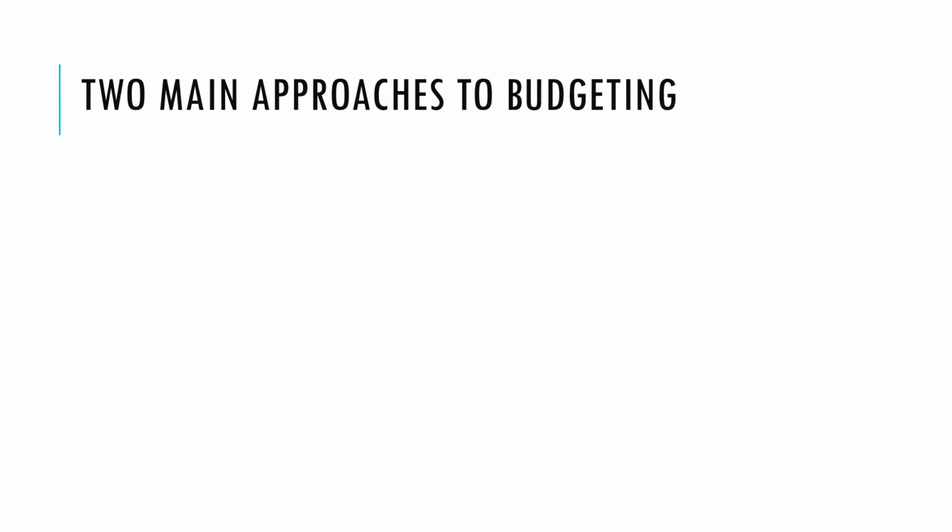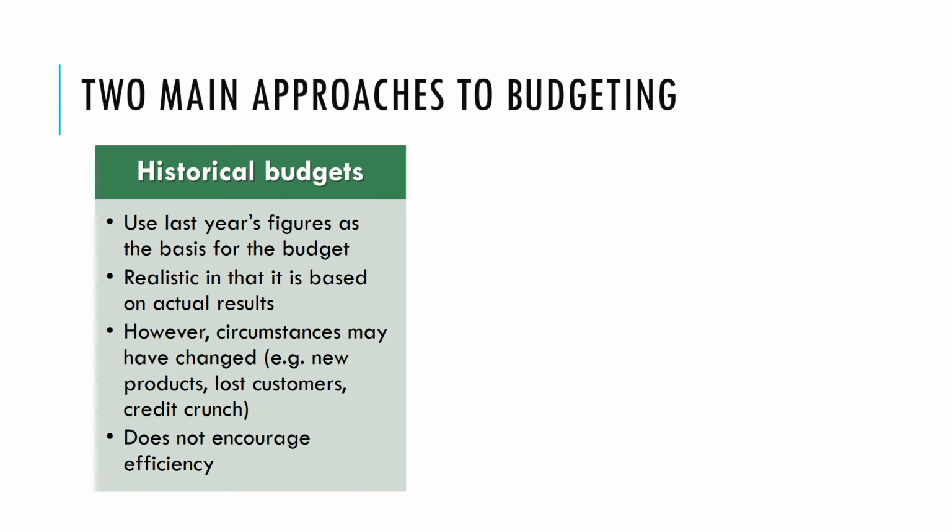Now there are two main approaches that we need to know about to budgeting. The first approach is called historical budgeting, in which we use previous year's figures as the basis for this year's budget. So for example, if 2 years ago our revenue was £10,000 and last year it was £12,000, then using that historical information you could predict perhaps that this year our budget for revenue might be £14,000, increasing by £2,000 each year. Now the advantage of this is it's realistic, but it might not reflect circumstances that might have changed.